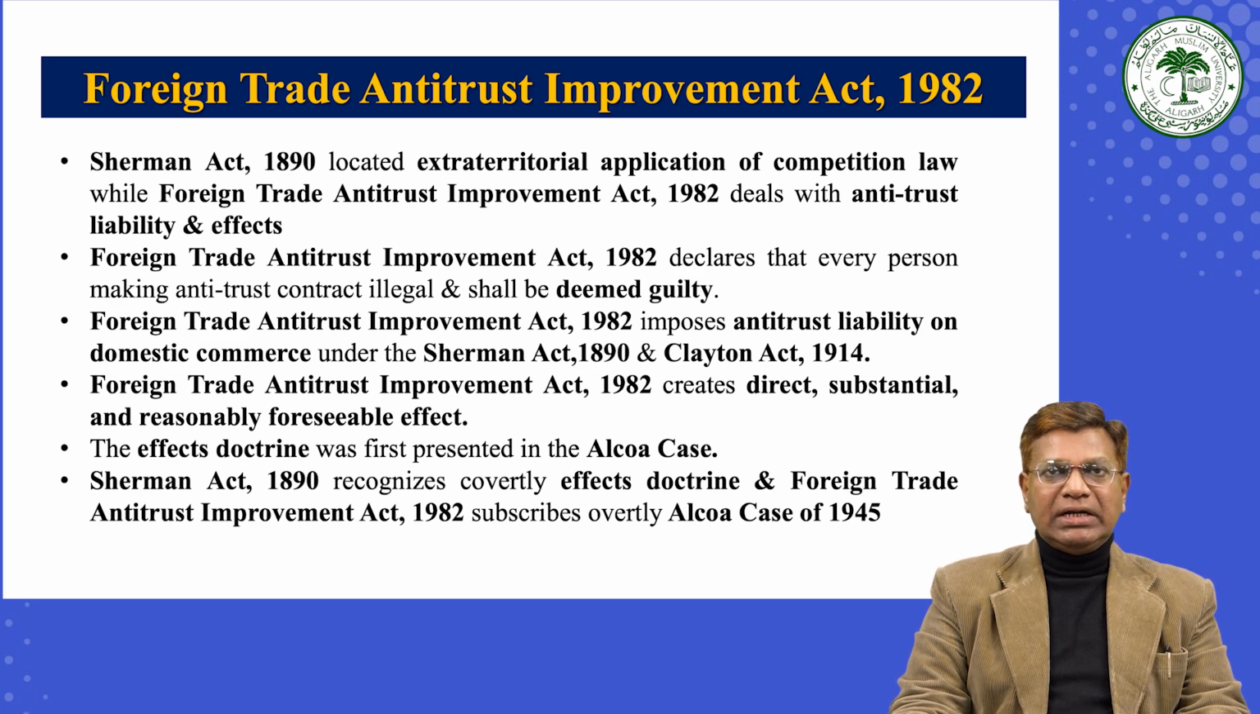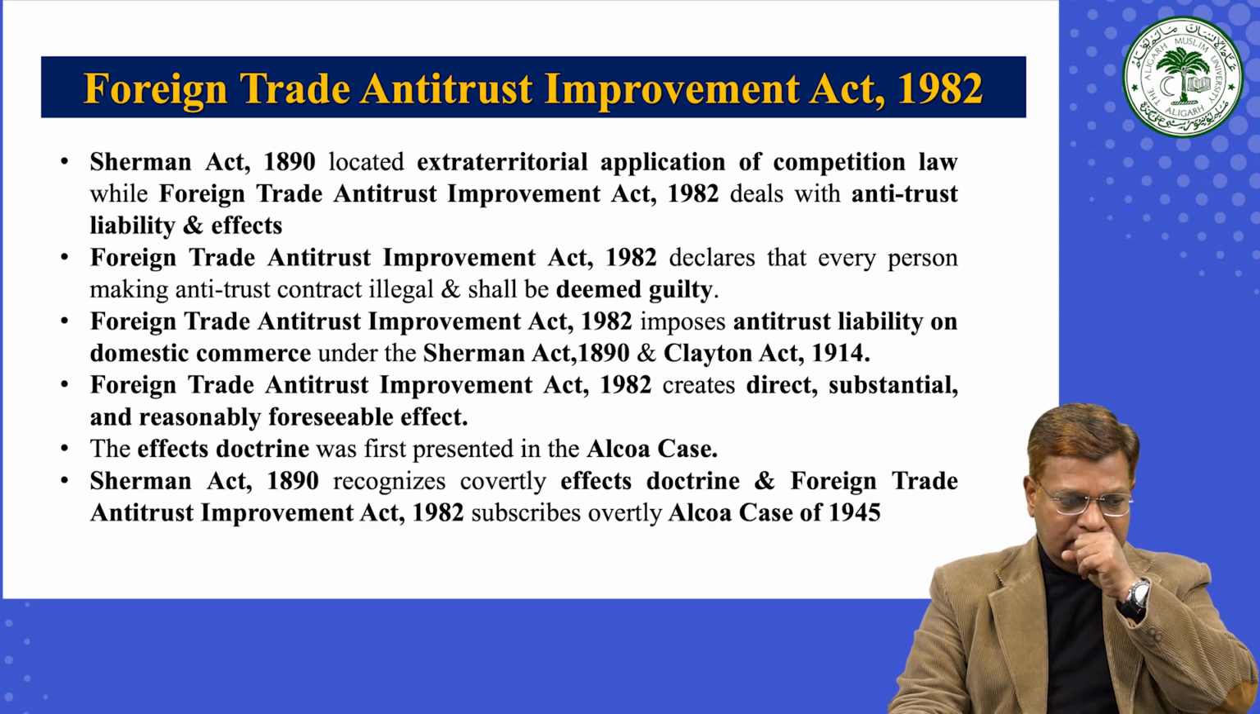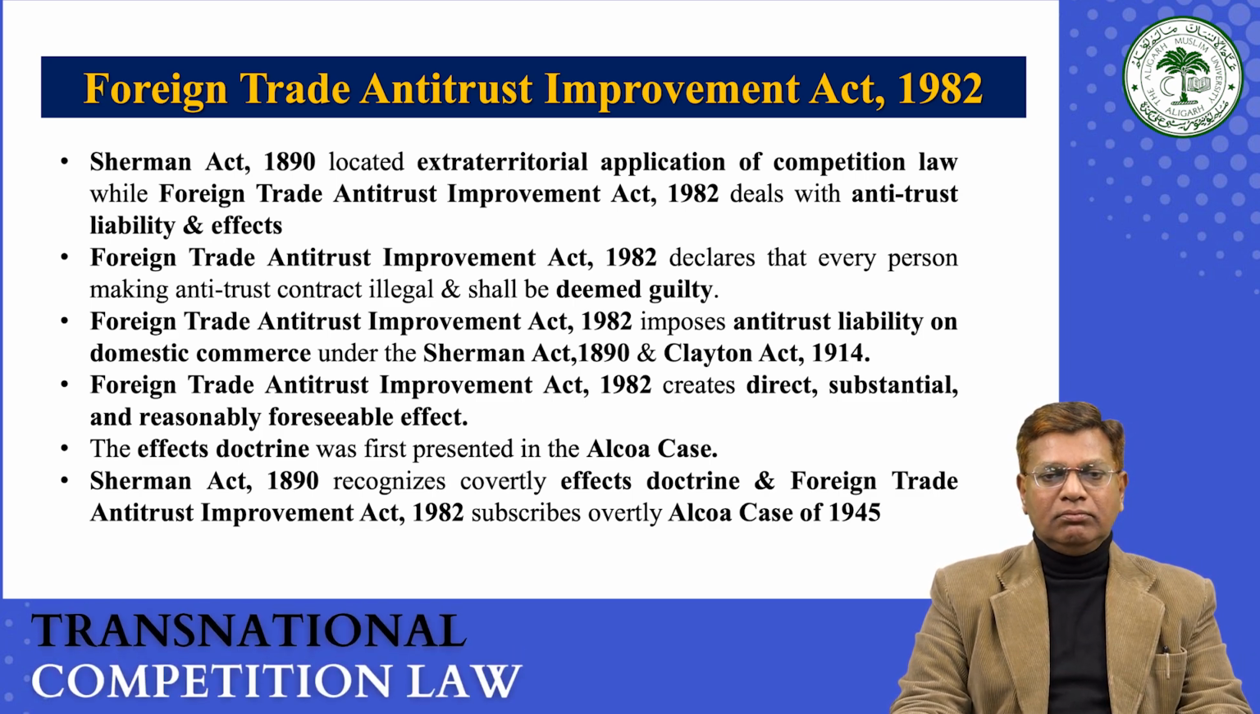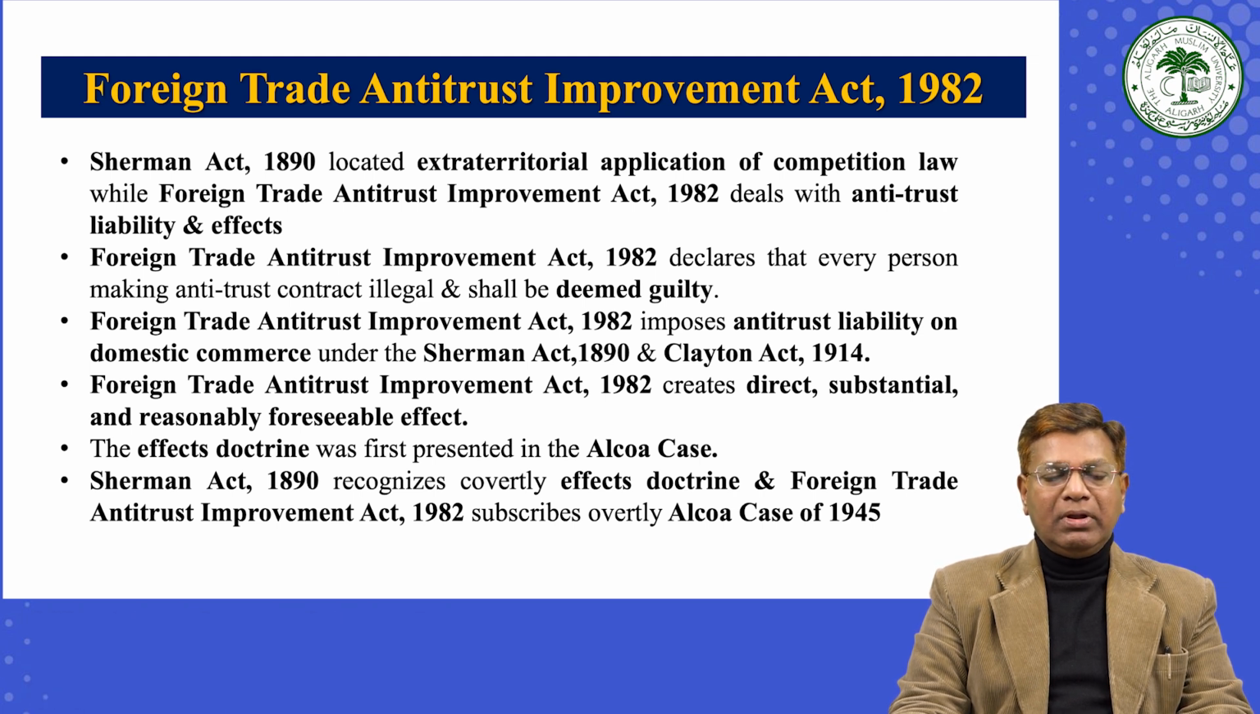As I have referred, the extraterritorial application of competition law in the United States begins with the Sherman Act 1890 and United States versus Aluminum Company of America, popularly known as the Alcoa case, 1945. The antitrust law and the judgment combined together play a very pivotal role in international legal governance and overall geo-economic strategies.